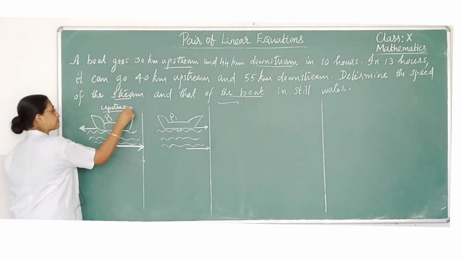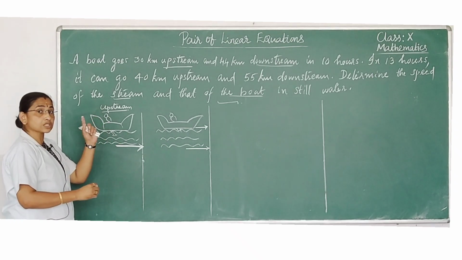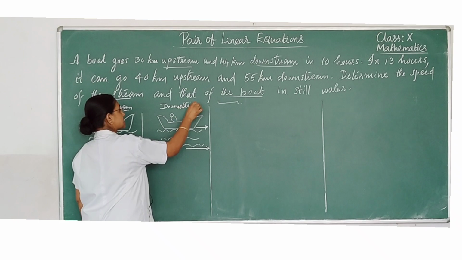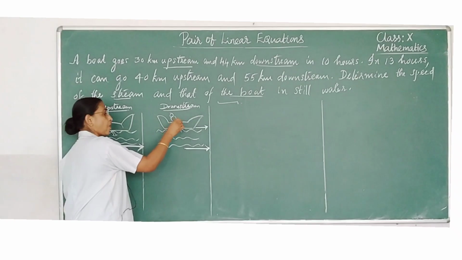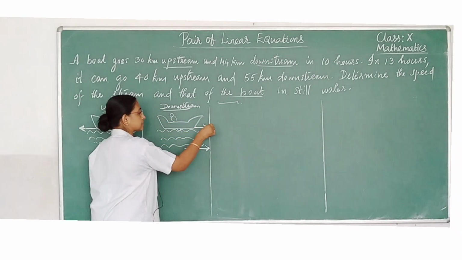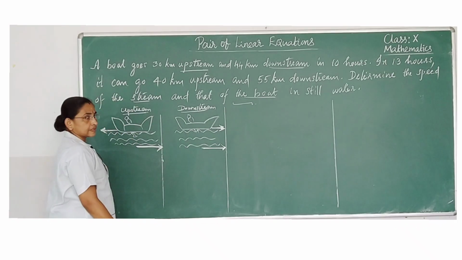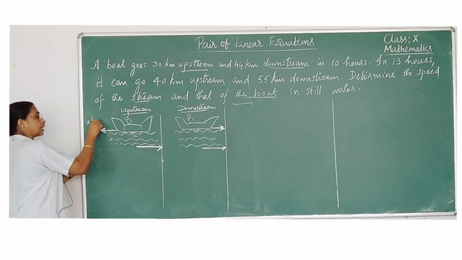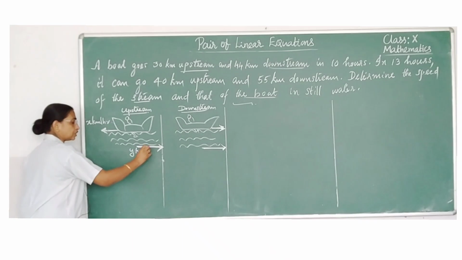So remember, in the upstream movement, for the boat to move against the flow of the river, the boat needs more speed. Then come to the second case, downstream. What is downstream? Suppose this is the direction of the flow of the river and the boat is moving along with the direction of the flow of the river. Then that case is called the downstream movement. I am going to take the speed of the boat as x km per hour and the speed of the stream as y km per hour.